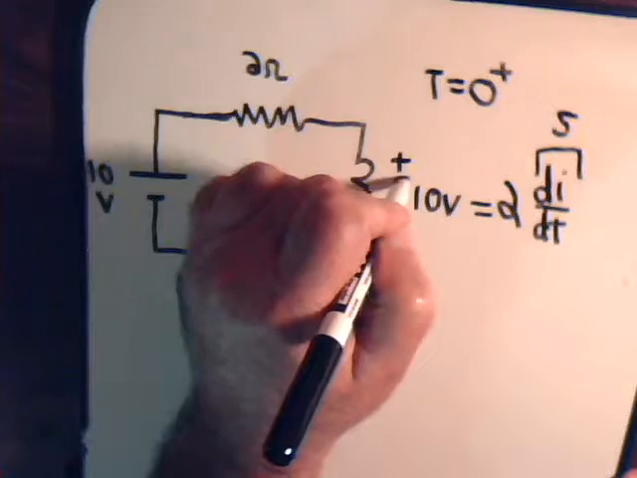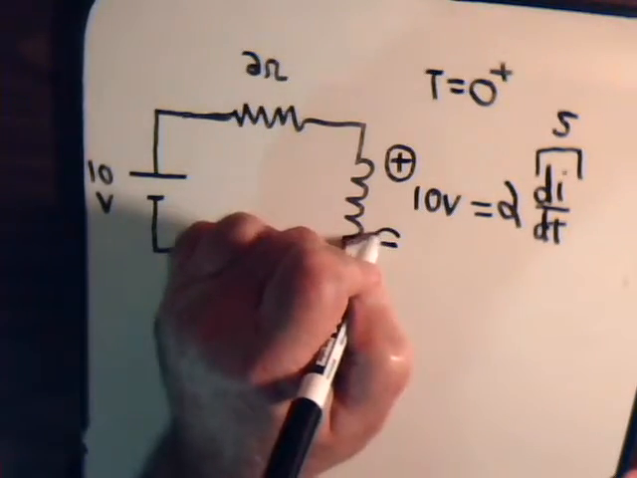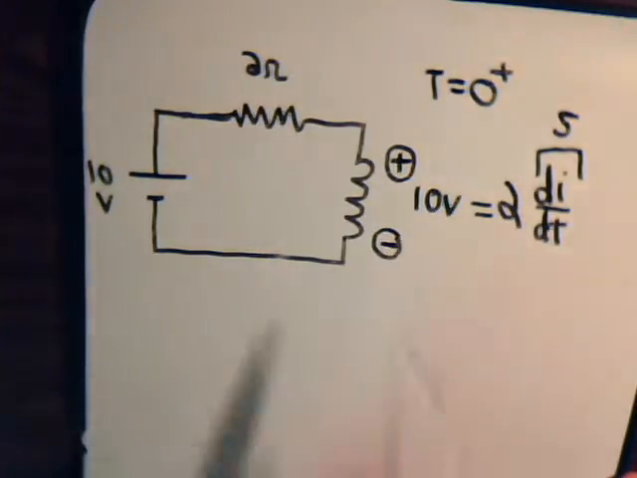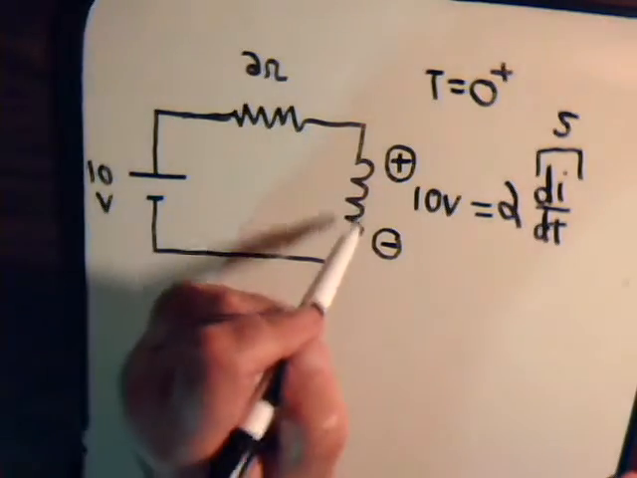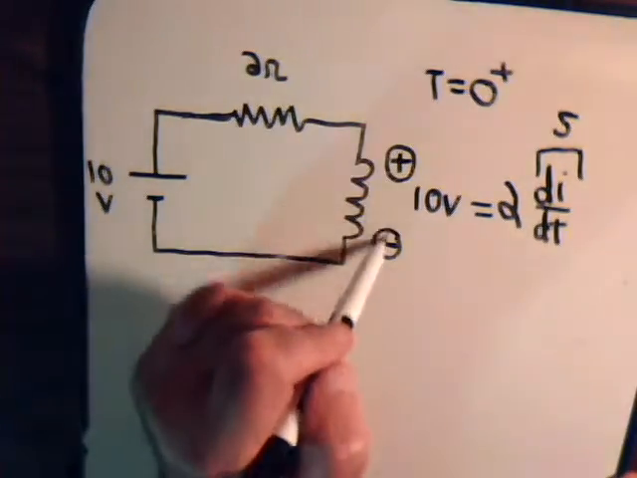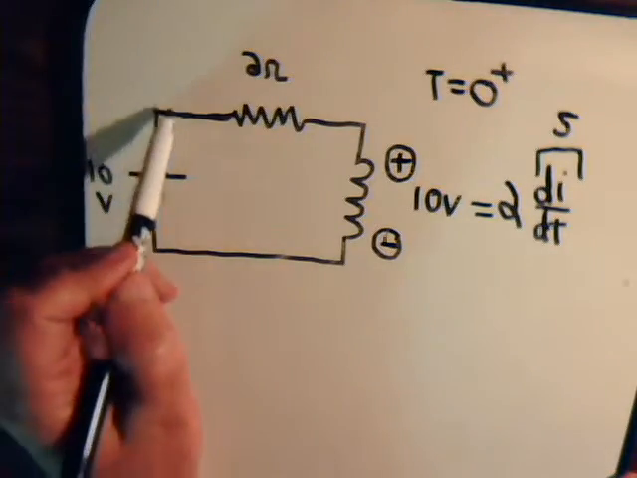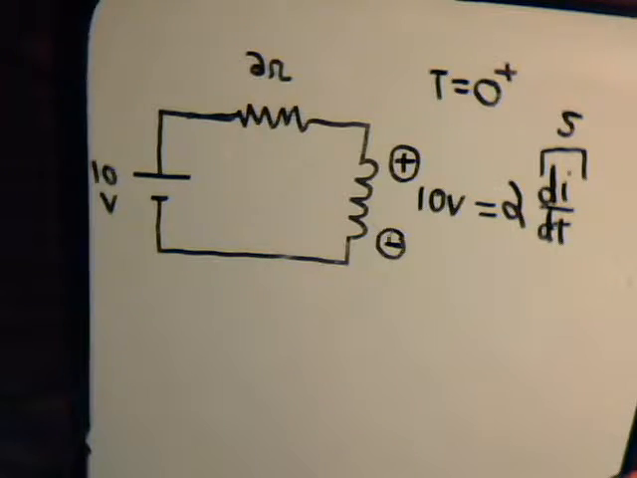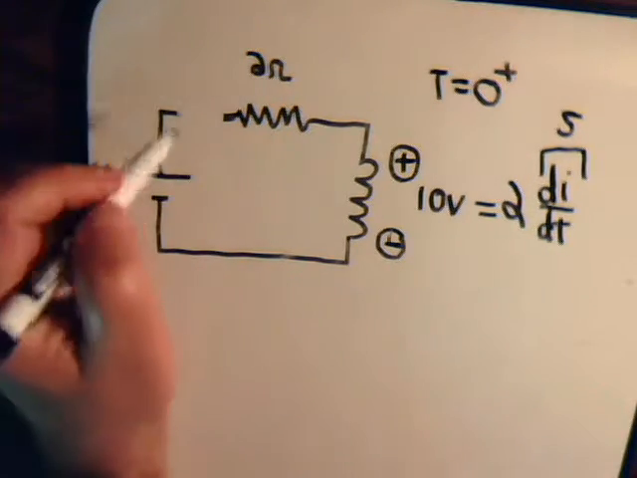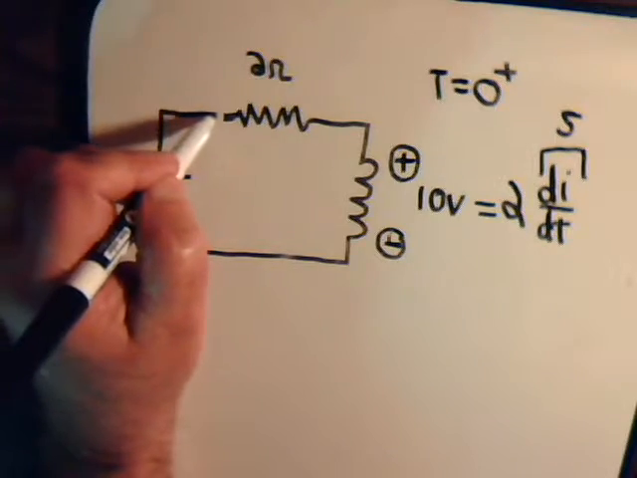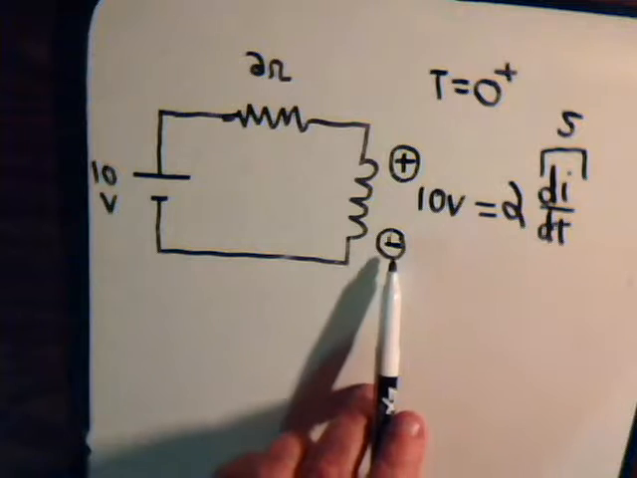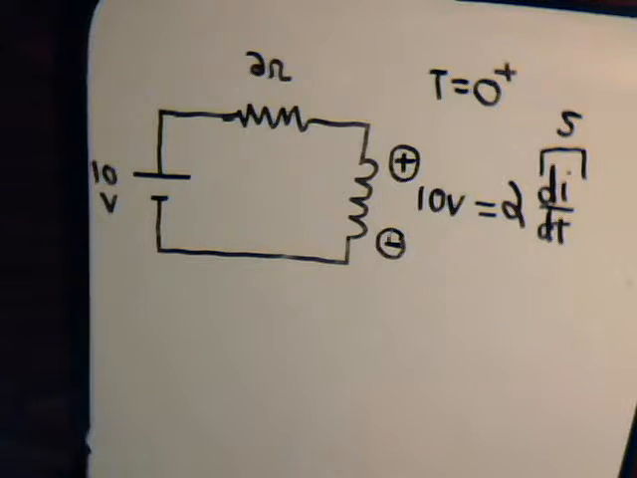And it also has this polarity because of Lenz's law. This has to have a polarity so that the induced voltage opposes the current that's being fed into the coil. So immediately after we throw that switch, for just an instant in time, there's a voltage across this coil here of 10 volts.